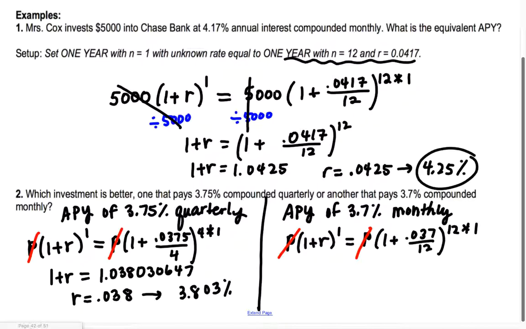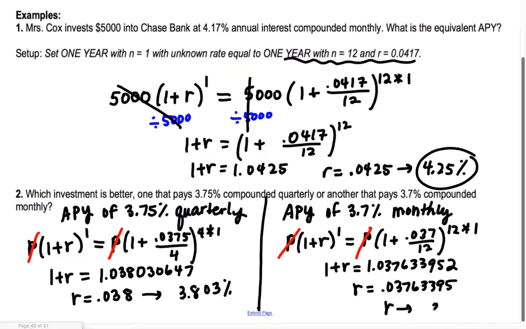Let me solve it out. Did everybody get that equation right? Okay, good. I got like 3.763. Did you guys get somewhere around there? So that's the annual percentage yield. So which one's better then? Yeah, the one that's compounded quarterly. Does that make sense? Okay.